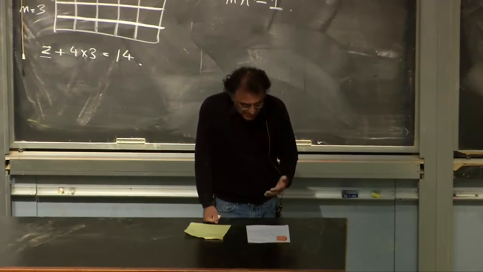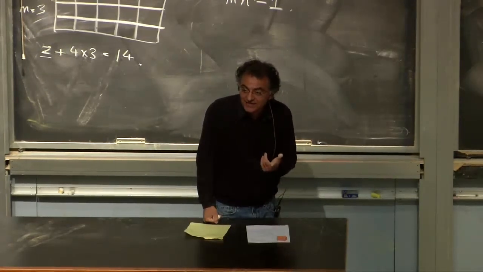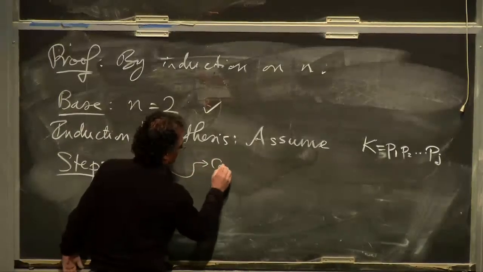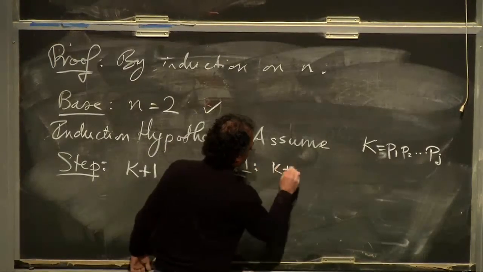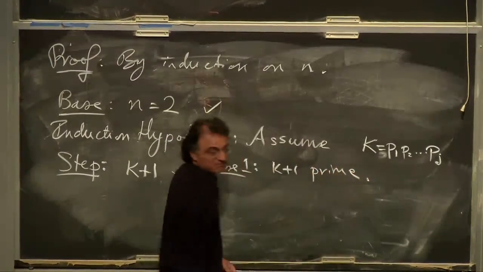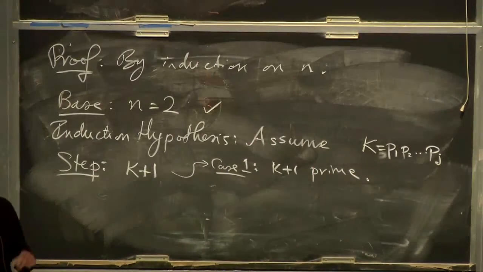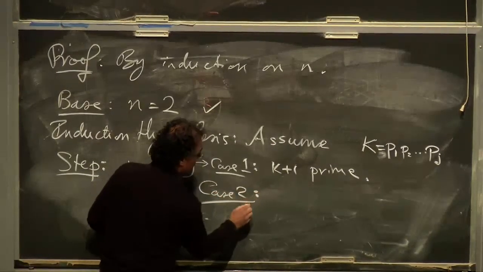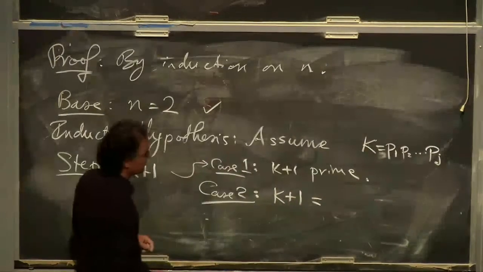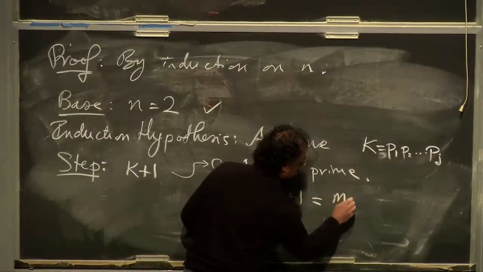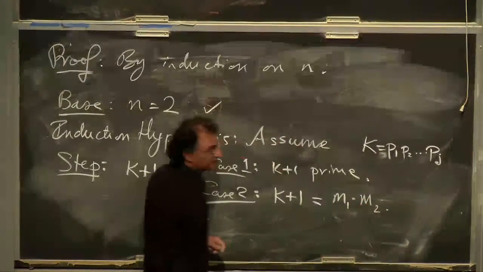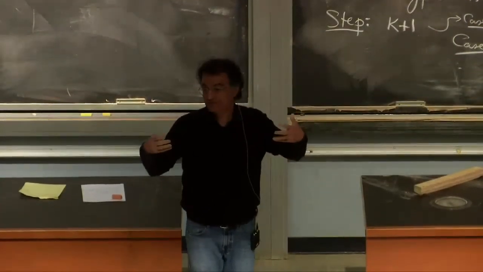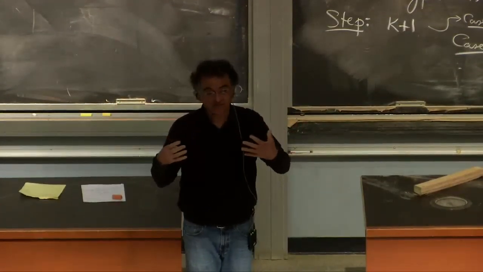Well, k plus 1 is a number. It's either a prime or it has a divisor. So there are two cases. Case 1, k plus 1 is a prime. Then we are done. Right? It's a product of primes, trivially. Case 2, k plus 1 equals a product of two numbers, m1 times m2. Right? It's either a prime or you can break it into 2. That's by definition.